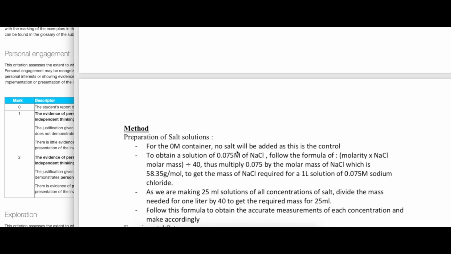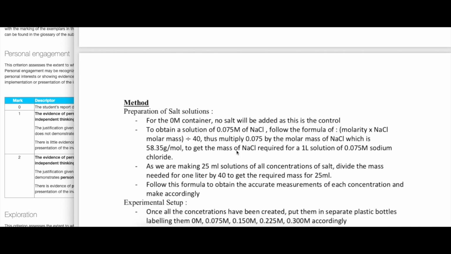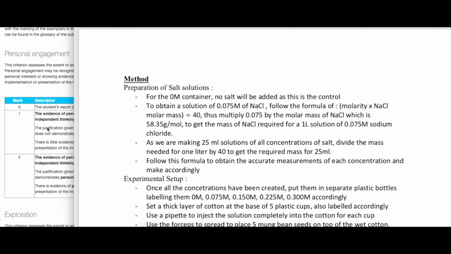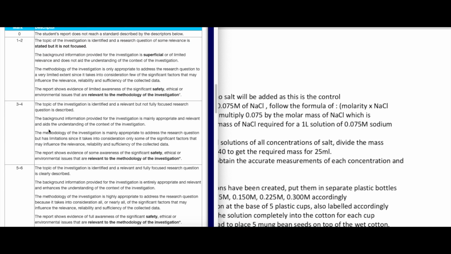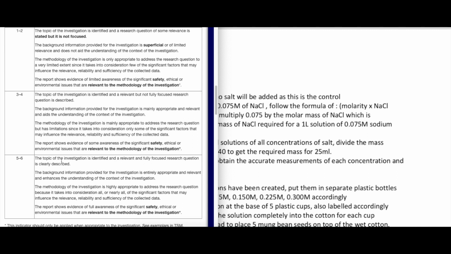The student now goes on, though, to describe the method of the investigation, a very, very important part of the IA write-up, and it's assessed mainly, of course, under this exploration section, where we've already identified that this topic is not that well focused. The background information provided by the student is somewhat appropriate. There could have been other things provided there that's more specific to the seed and to the topic of soil salinization. The method of the investigation, though, is what we are now concerned about. How good is the method?